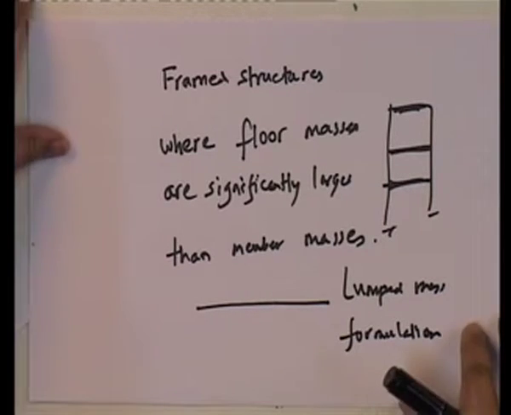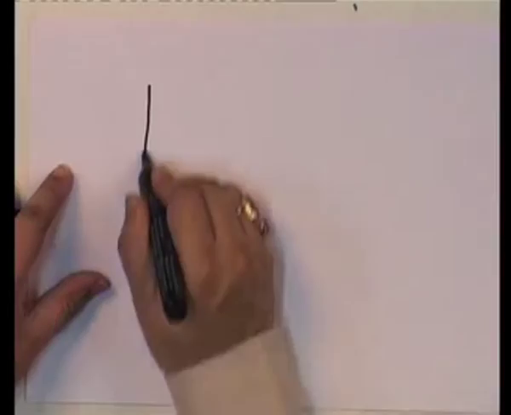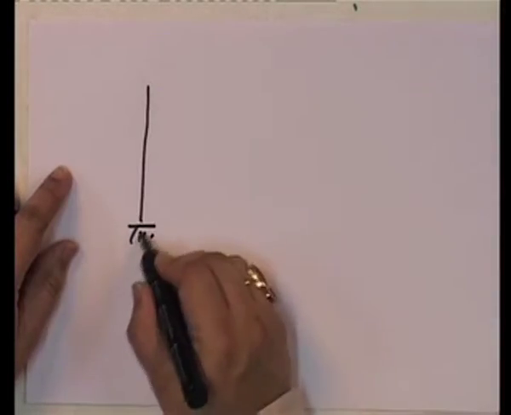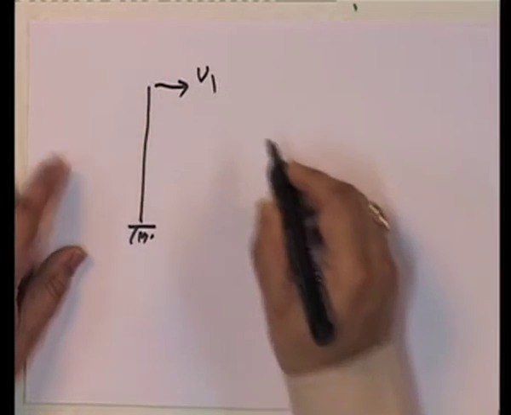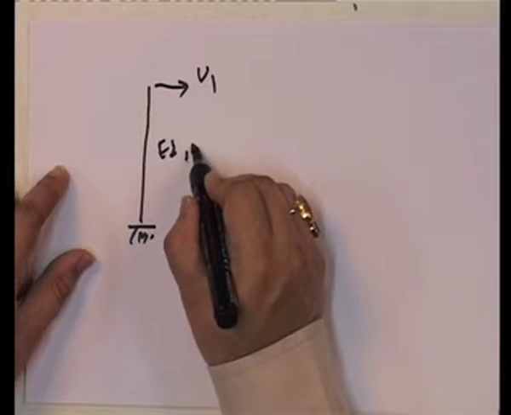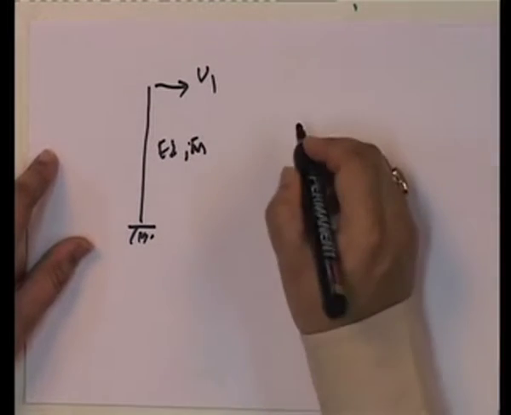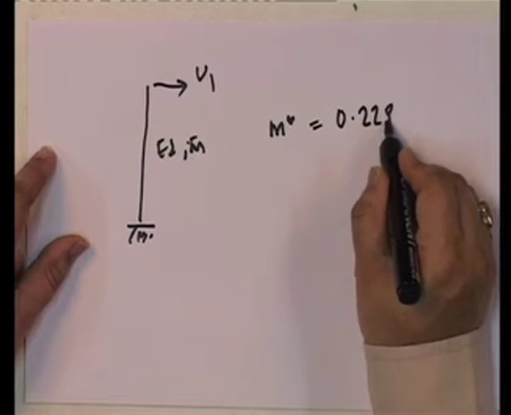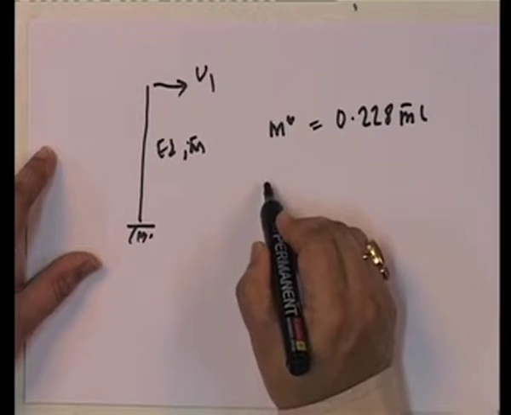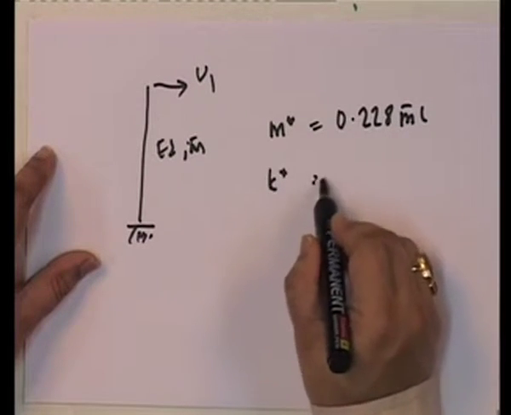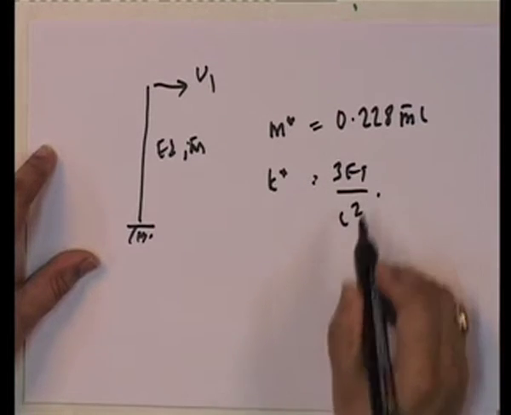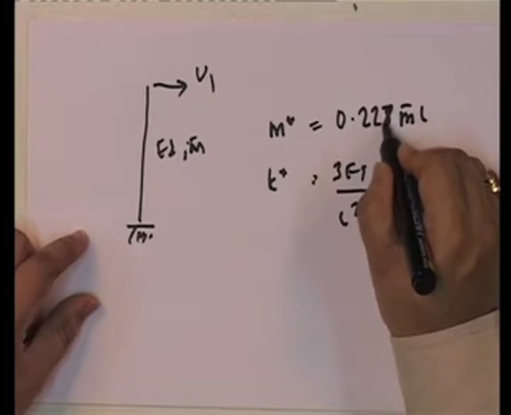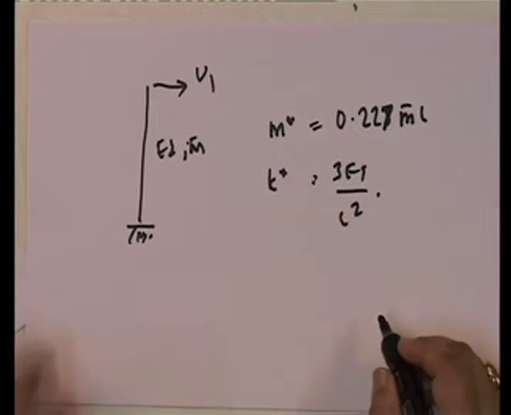Now, I will show you how ridiculous the lumped mass formulation becomes if you do this. If you remember, we have this single degree of freedom with E I and m bar, we had done it, and we got what? We got that m star was equal to 0.228 m bar L, and k star was equal to 3 E I by L squared. Look back at your notes, and this actually is 0.227 and 3 E I by L cubed.